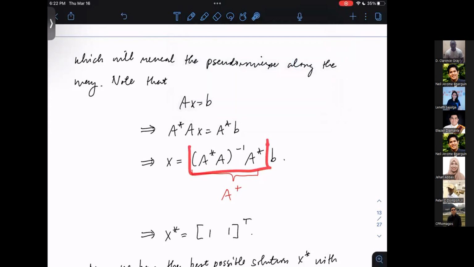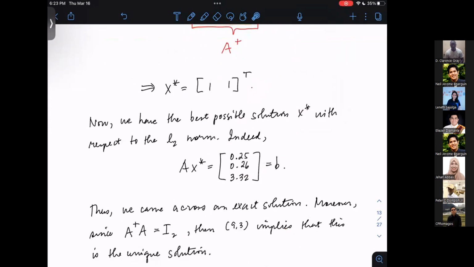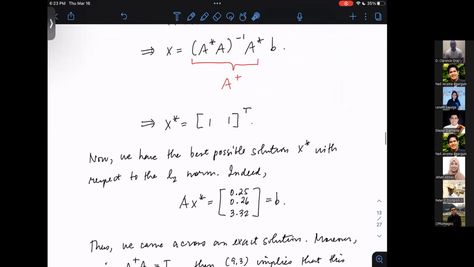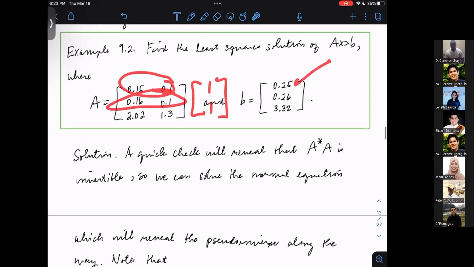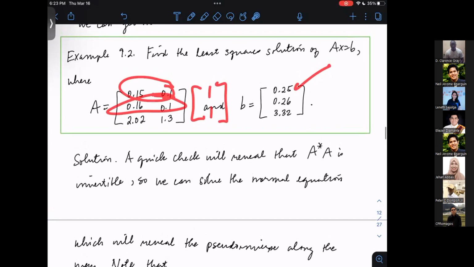The pseudo inverse is simply this guy. Multiply that to B, you will get 1, 1. Okay? And we are guaranteed that this is the solution that will give us the least L2 norm, right? Now, incidentally, 1, 1 is an exact solution, because if I multiply this 1, 1 to the matrix A, we'll have 0.15 plus 0.1, 0.25, 0.16 plus 0.1. Oh, hold on. 0.25. Oh, yeah. 0.16 plus 0.1. That's going to be 0.26.